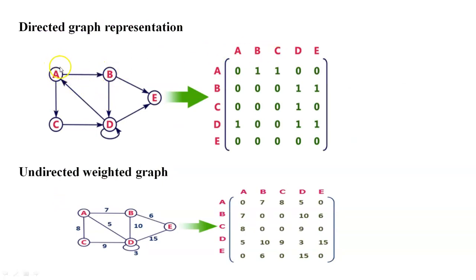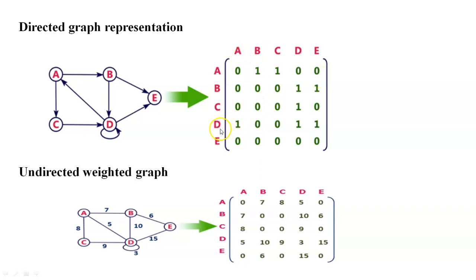So A to A, no self edge, so it is 0. A to B, yes, there is an edge pointing from A to B, so it is 1. A to C also there is a directed edge, so it is 1. A to D, there is no edge present between A and D. You cannot travel directly from A to D. It is possible for you to travel from D to A, but it is not possible vice versa. So A to D, it is 0. And also considering A to E, there is no direct edge first of all, so it is 0. We'll consider another example with D.